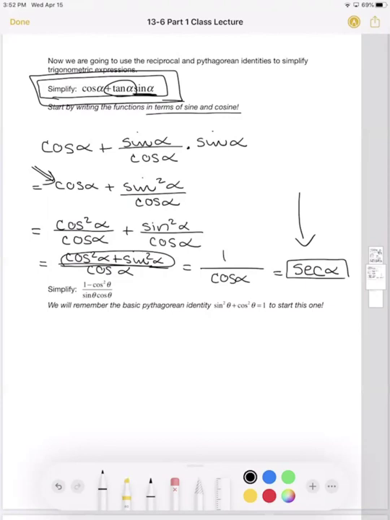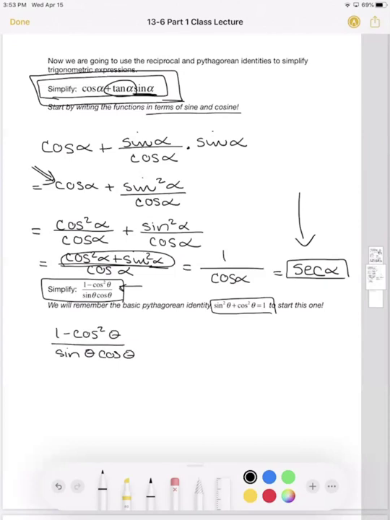Okay, now let's try one more. Let's try to simplify this fraction. Now, you should look at that top, and that should look familiar to you. Alrighty, now I wrote it down here. Here's our basic Pythagorean identity, sine squared plus cosine squared equals 1. Well, look at this numerator. It's 1 minus cosine squared alpha, no, we're not alpha anymore, we're theta, over sine theta cosine theta.